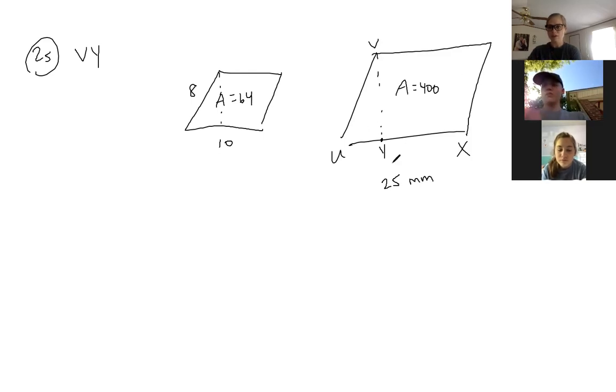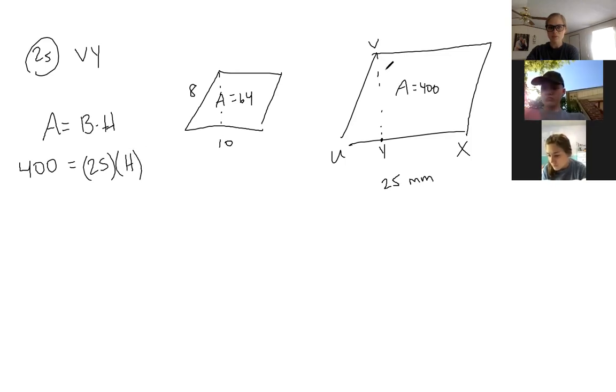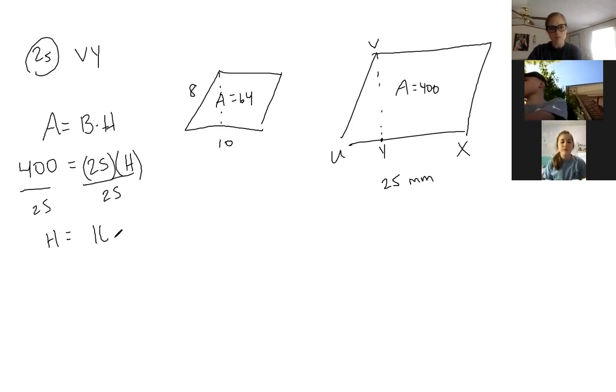Find the height of the second one. What's the area of a parallelogram? It's base times height, right? Well, do we know the area of this parallelogram? Sure. 400. Do we know the base? Well, we just found it in number 24. The base was 25. Can we find the height then, which would be segment VY? We can indeed divide both sides by 25. So the height, or segment VY for number 25, is going to be 16 millimeters.